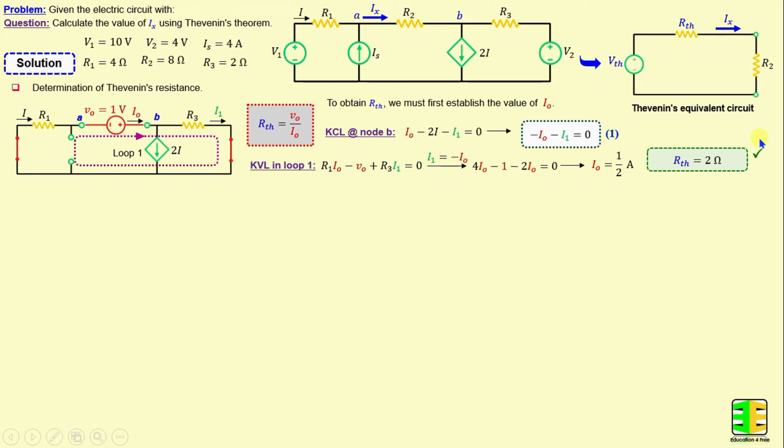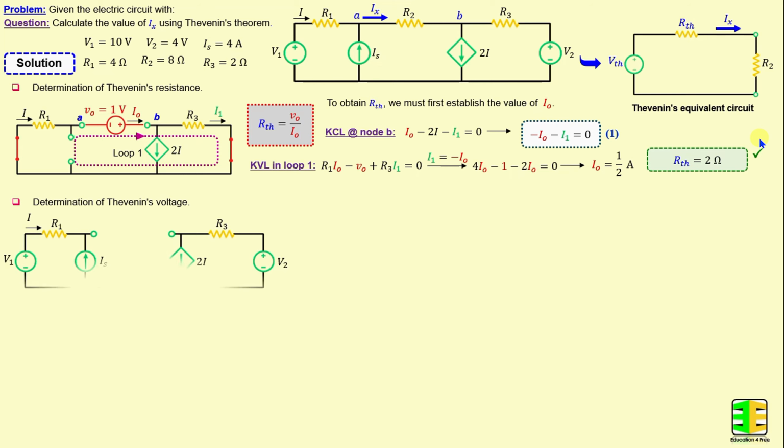After finishing the determination of the Thevenin's resistance, we proceed to calculate the Thevenin's voltage. The Thevenin's voltage is basically the open circuit voltage calculated between terminals A and B when R2 is disconnected. To find the open circuit voltage VOC, I will apply the nodal analysis method, and I will consider I1 is the current through the resistor R3.